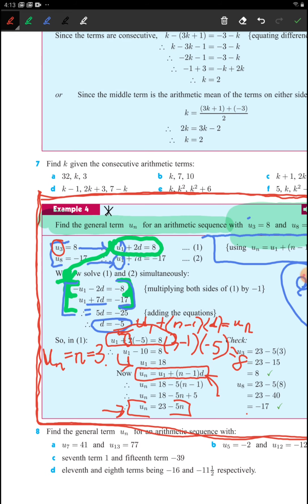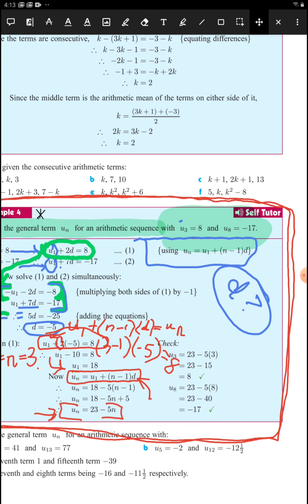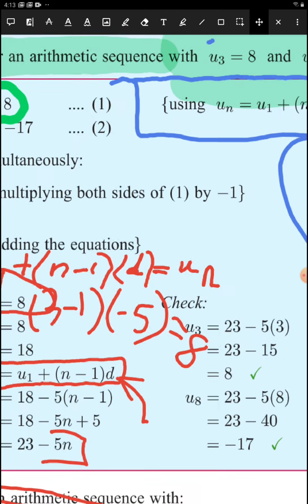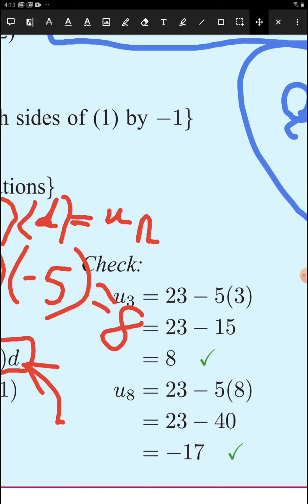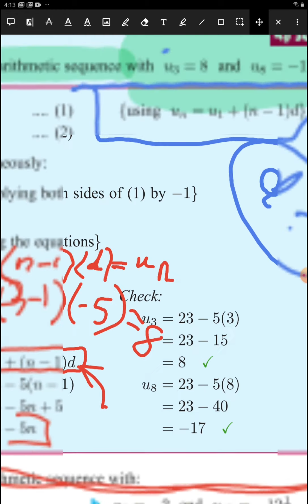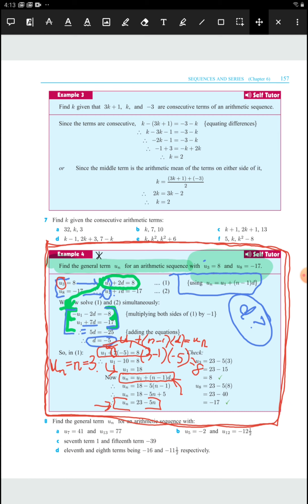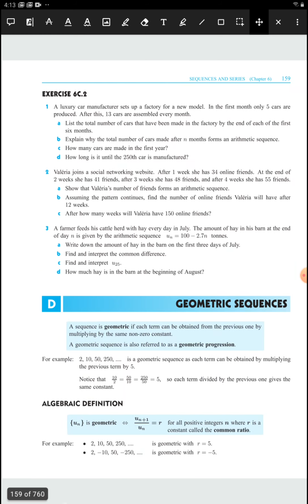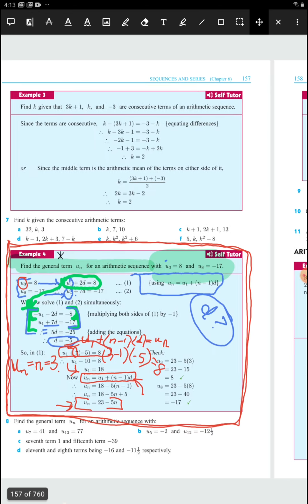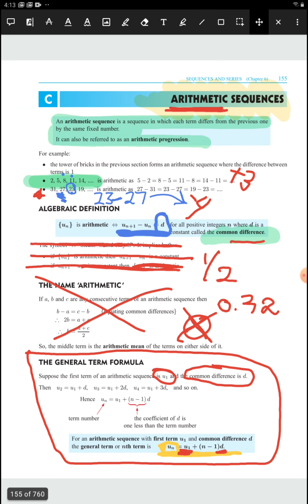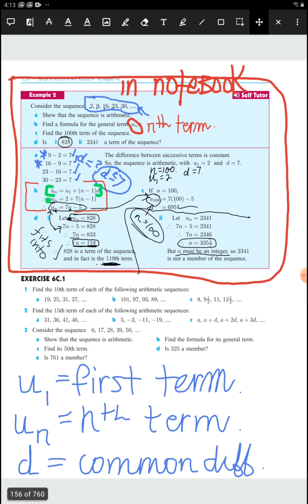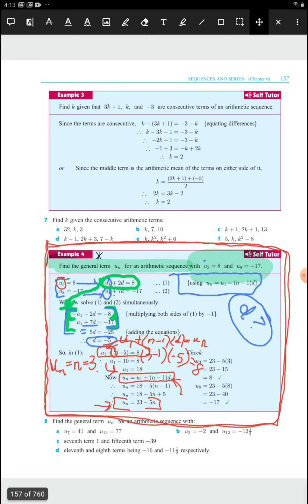Okay, I know it's a lot. I wish I was teaching this in person. And here they just check their work. You can always check your work. Okay, so those are actually two of the best examples. You know what everything means. You know what everything represents.